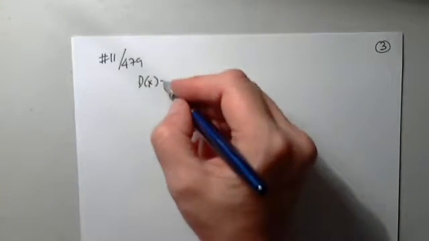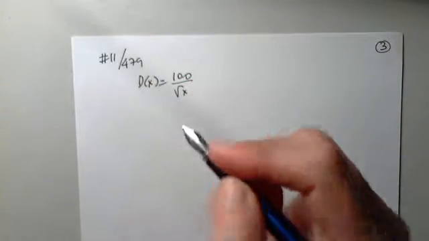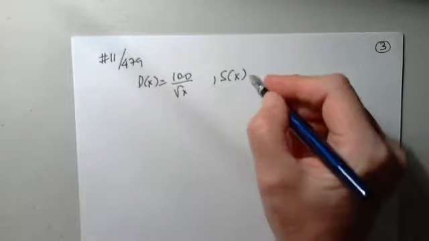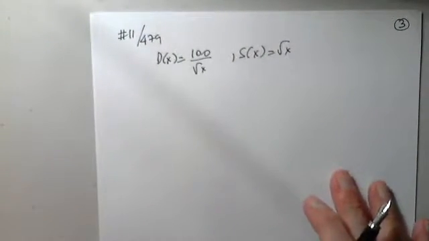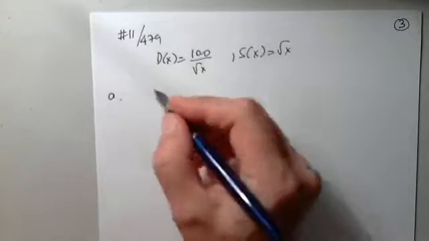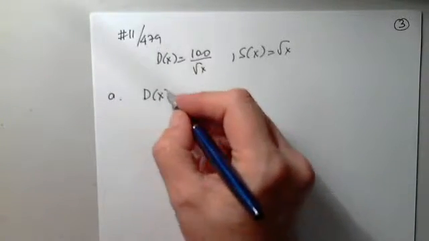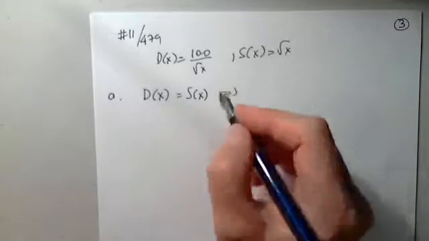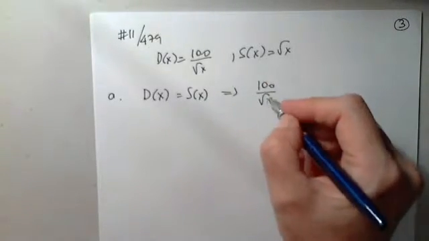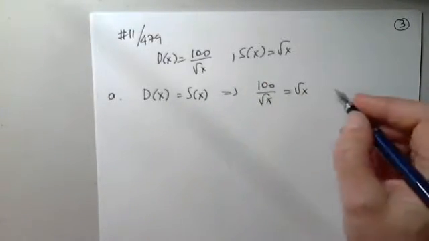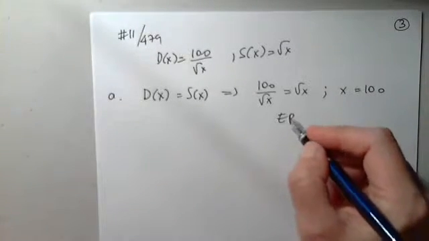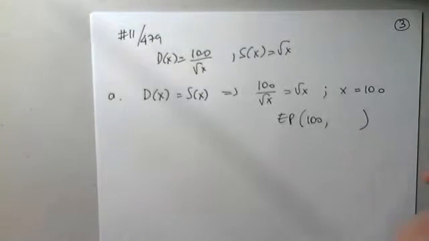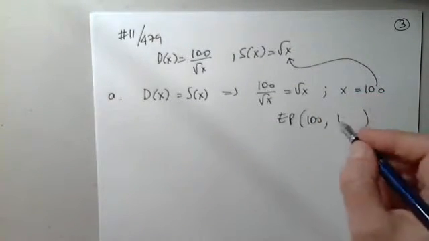With d of x equals 100 over the square root of x, and s of x equals the square root of x, all three questions are the same. First I have to determine the equilibrium point where d of x equals s of x, which means 100 over the square root of x equals the square root of x. Cross multiply, so I get x equals 100. So the equilibrium point has x equals 100. When I replace 100 in any of them, I get 10.